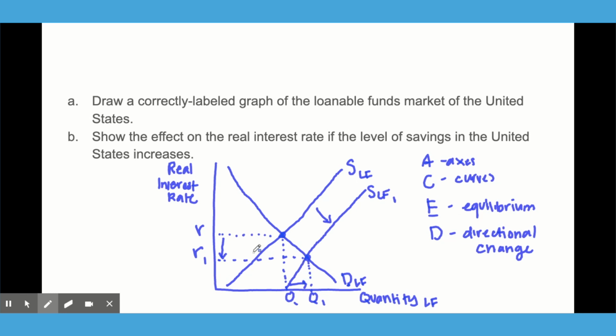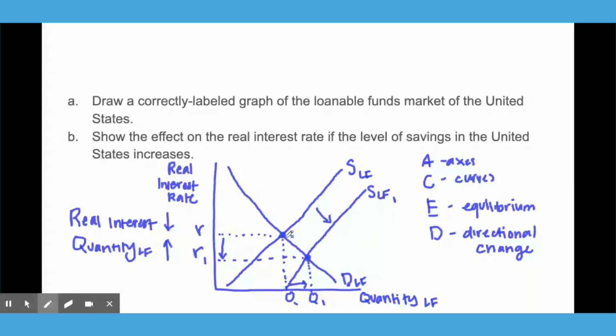The other thing students can do, which is recommended, is out to the side, write their conclusions based on the shift. And this can help if there's any ambiguity on their graph. So have students write here, for example, the real interest rate falls and the quantity of loanable funds increases.